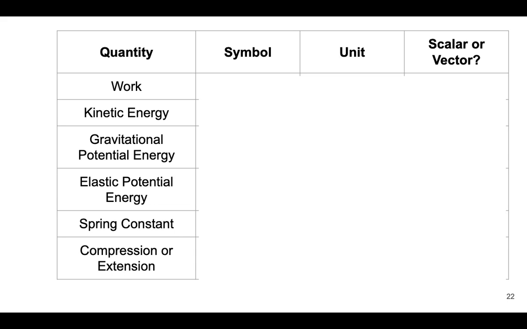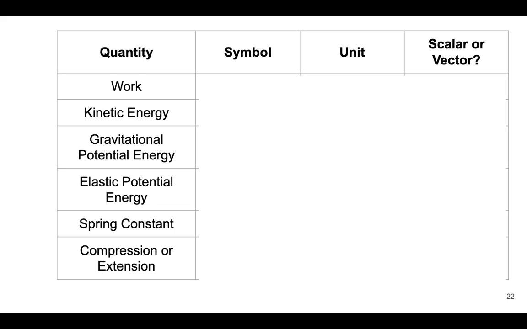These last two, spring constant and compression or extension, are ones students have struggled with in the past. So your symbol for spring constant is K. Think K for constant. We use K for constant a lot in physics. Its units are going to be newtons per meter. Kind of a weird one. You don't actually have to memorize that one, but that's what they are. Is it a scalar or a vector? Spring constant is a scalar.